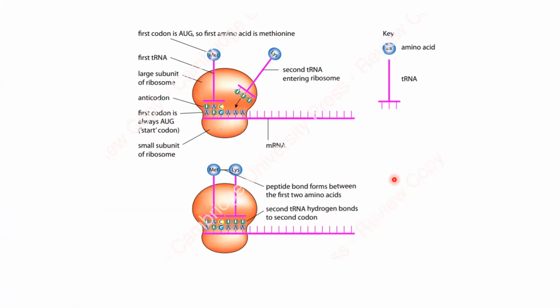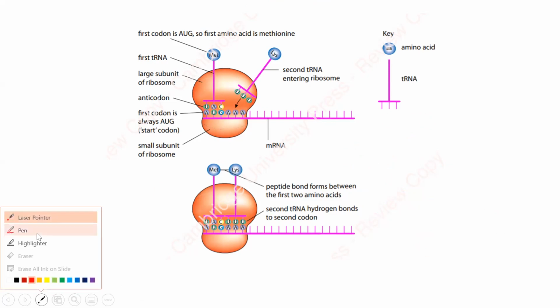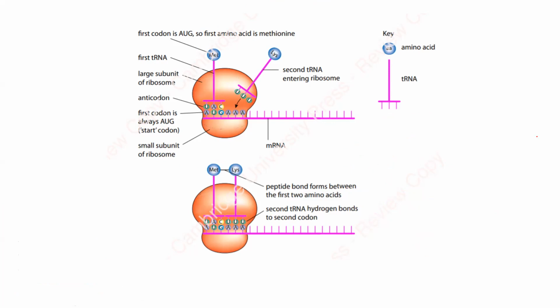Yes, Miss. Miss, how many tRNAs can bind to the ribosome at once? Is it 2 or is it 3? 'Cause some say 2, some say 3. So it's three. It's usually three.